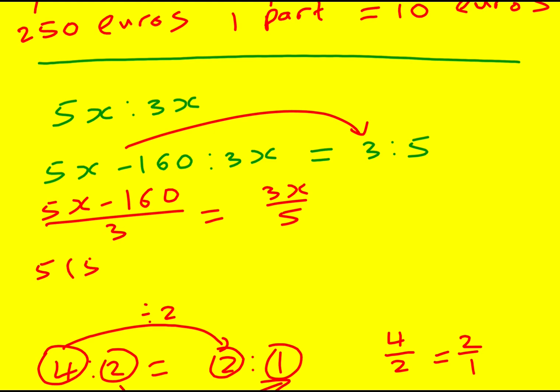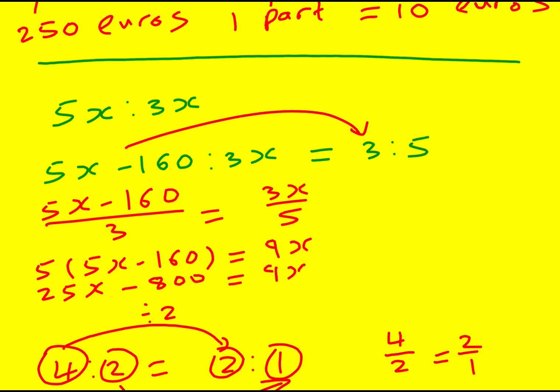I'm going to get 5 lots of 5x minus 160 equals 9x. So 25x minus 800, I just times by 10, divide by 2, is going to equal 9x. So not 14, 16x is going to equal 800. That means 8x is going to equal 400. x is going to equal 50.